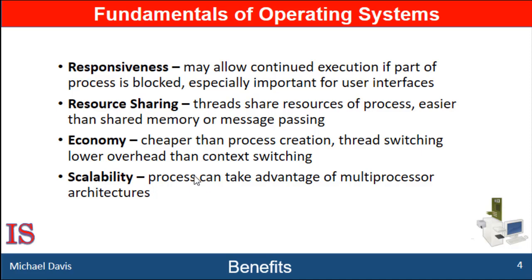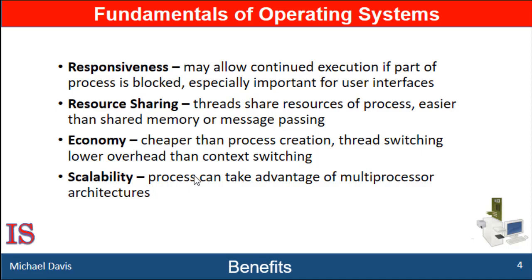Category 1, responsiveness. Multi-threading an interactive application may allow a program to continue running even if part of it is blocked or is performing some lengthy operation, therefore increasing the responsiveness to the user. This quality is especially useful in designing user interfaces.